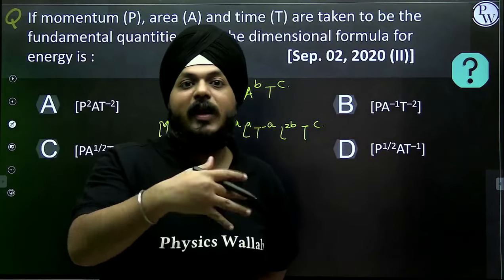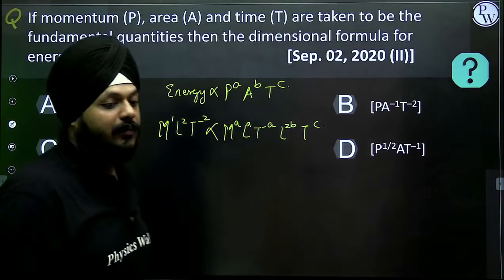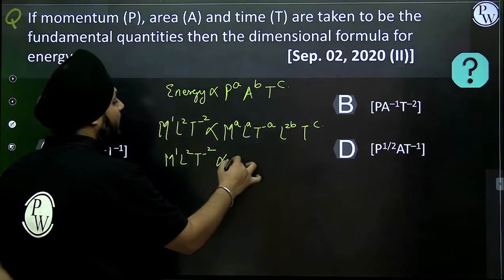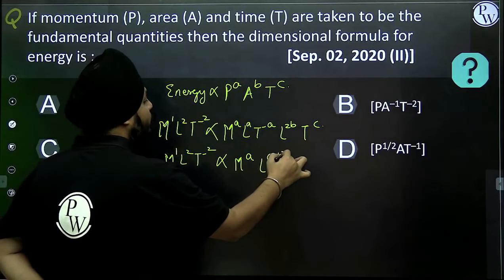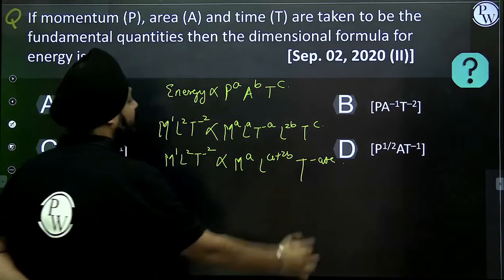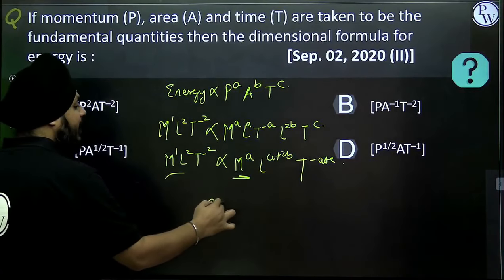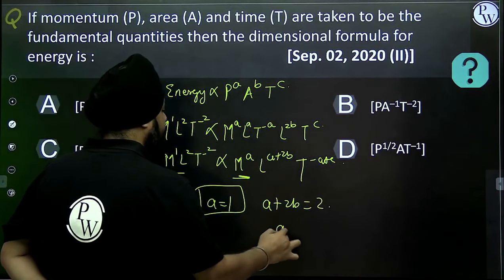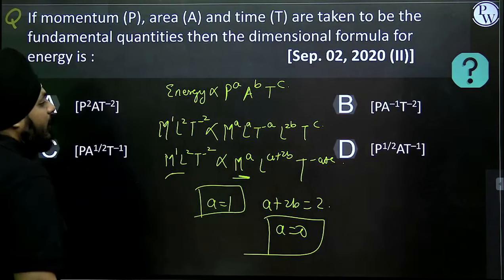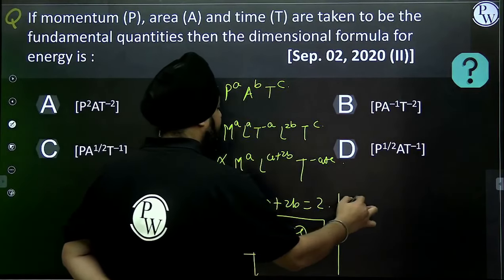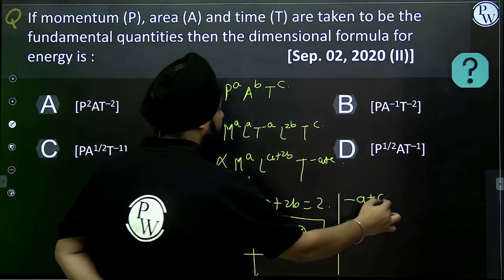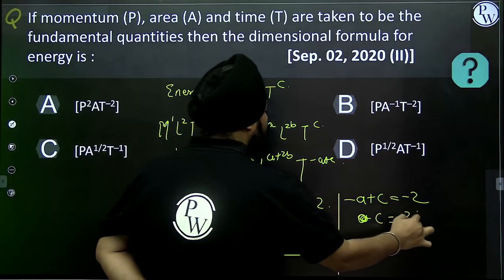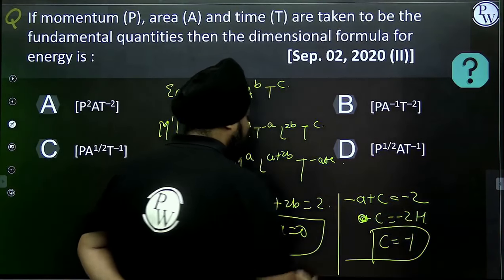When you try to solve this kind of problem, you will have the practice for that. So M^1 L^2 T^-2 is directly proportional to M^a L^(a+2b) T^(-a+c). Comparing the dimensions of M, a will be equivalent to 1. Comparing the dimensions of L, a plus 2b is equal to 2, a will be 0. Comparing the dimensions of T, that is minus a plus c, that will be equivalent to minus 2. a will be 1, so c will be minus 2 plus 1, c will be minus 1.